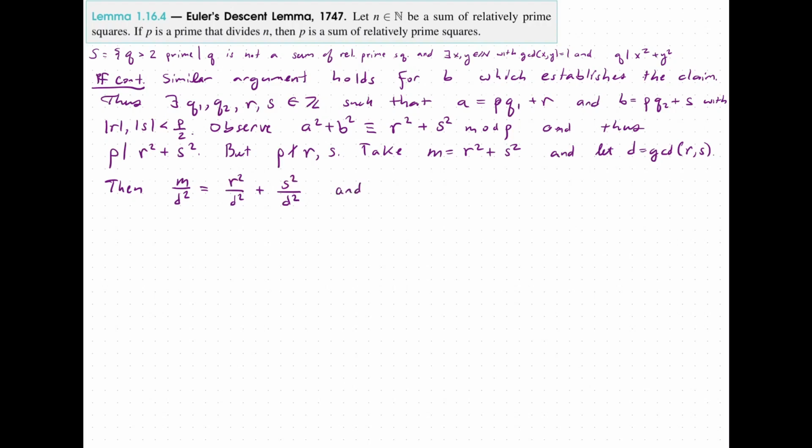And so m over d squared is a sum of relatively prime squares, and p divides m over d squared.